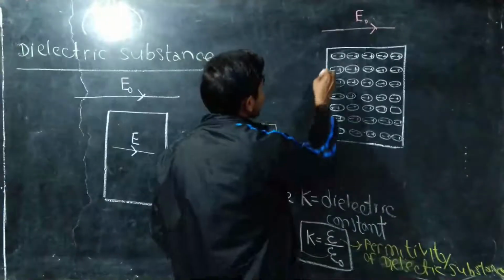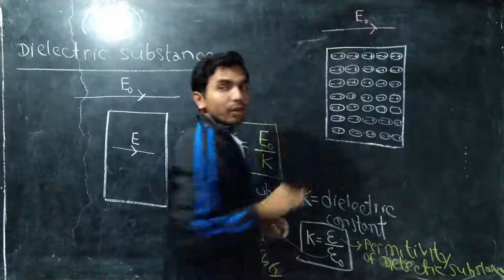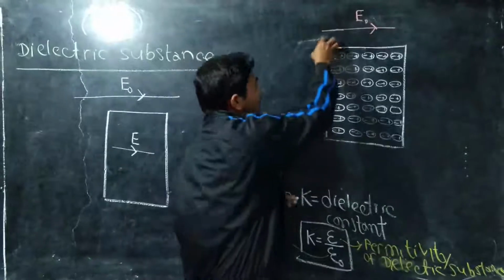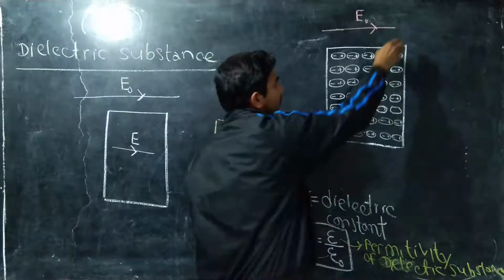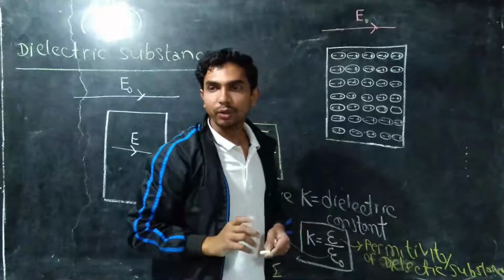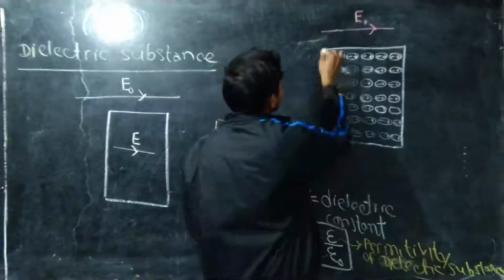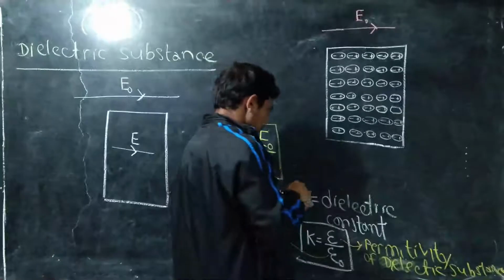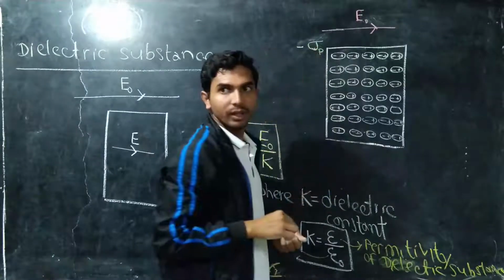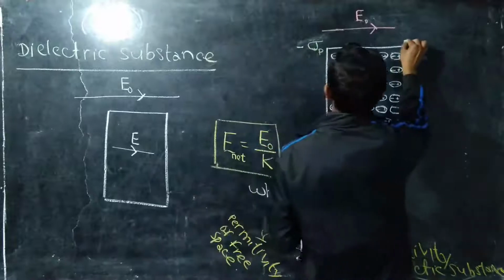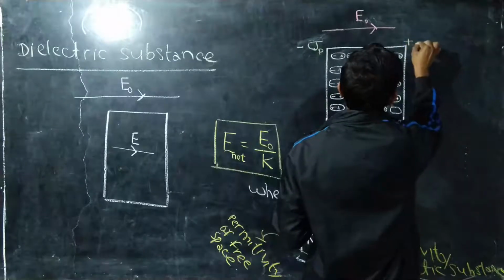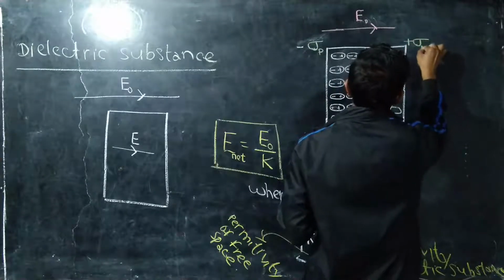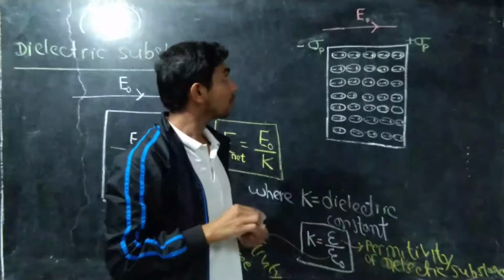So due to that, some charge is induced on the surface. On this surface negative charge is induced, and on this surface positive charge is induced. So the surface charge density on this side, due to negative charge, becomes minus sigma p. Similarly, the surface charge density on this side becomes plus sigma p.